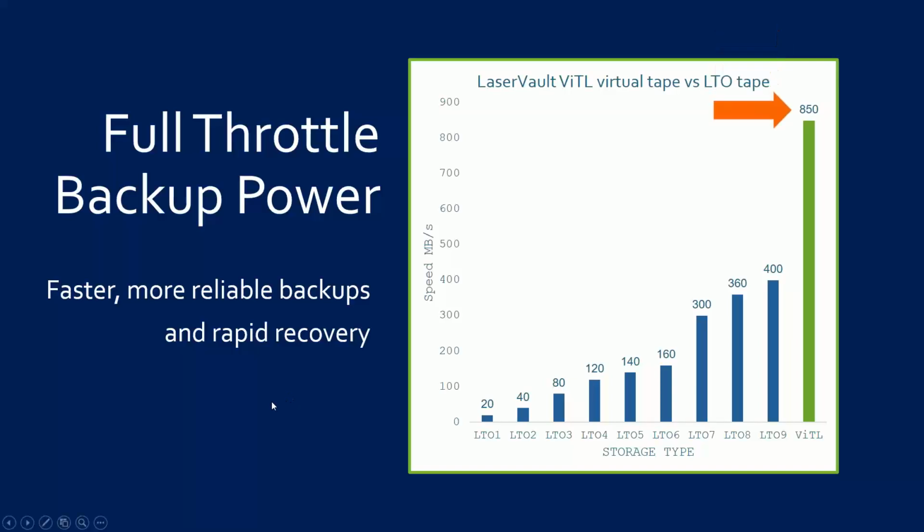Let's talk a little bit about backup speed, faster, more reliable, rapid recovery. So in this chart, we're showing LTO speeds from LTO 1 all the way up to LTO 9 at 400 megabytes per second, whereas a VTL solution can be as high as 850 megabytes per second backup write speed. So we're talking about potentially cutting your backup time in half with a virtual tape backup solution.